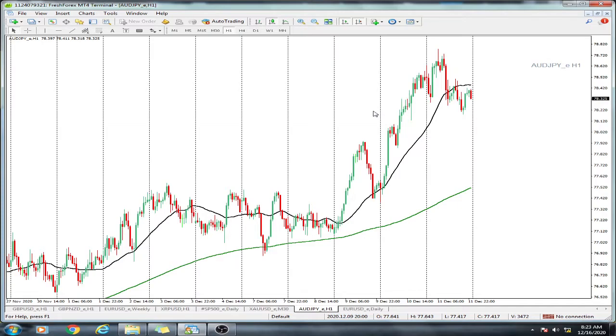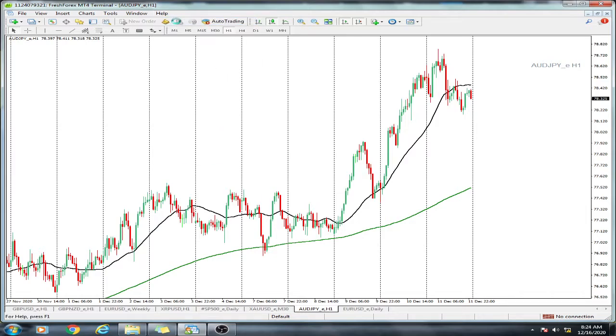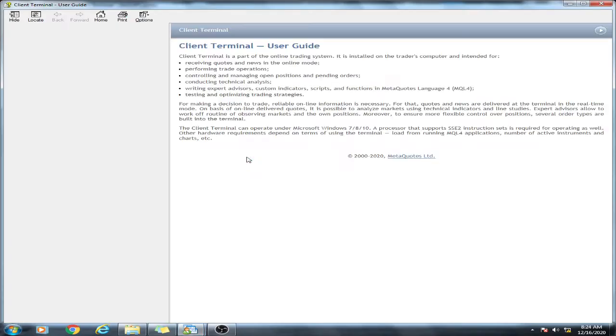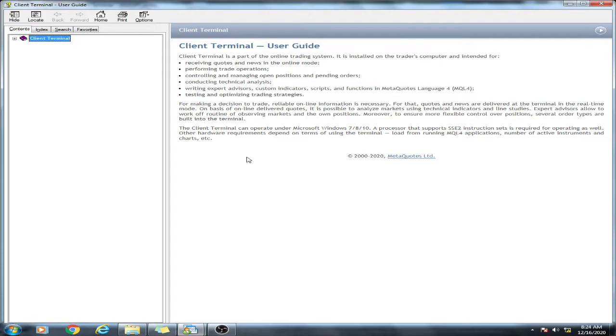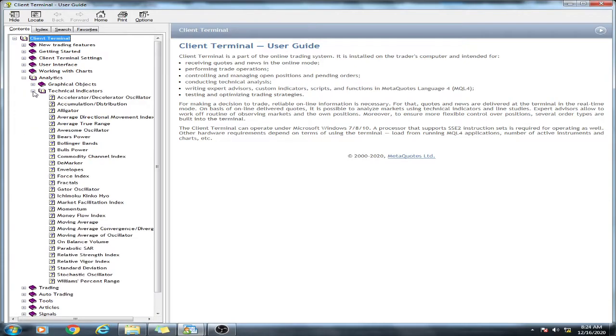Okay, I want to give you a good example. If you go to help, then you go to help topics. Look at what comes up on my screen. This window is not something very far away from anyone. Everyone can see it as long as you have an MT4 account, the platform itself. Then I expand it. So you go slowly to this part, analytics, and then you go to technical indicators.